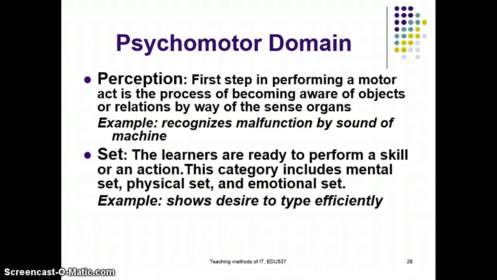Okay, next point is set. The learners are ready to perform a skill or action. This category includes mental set, physical set, and emotional set. Example, shows desire to type efficiently. So what does this mean? The learners are ready to perform a skill or an action. You show desire to type efficiently, so I guess you show the will that you want to type faster.